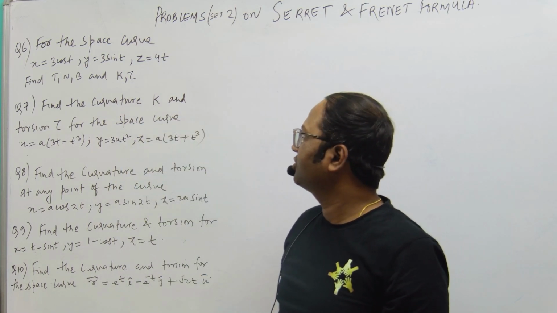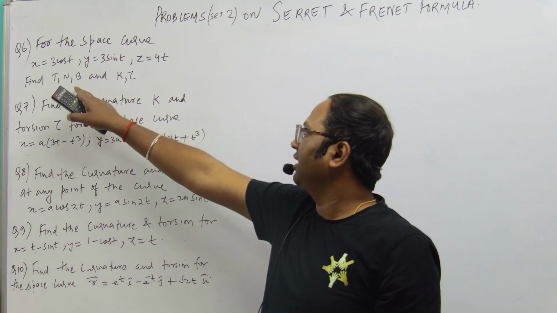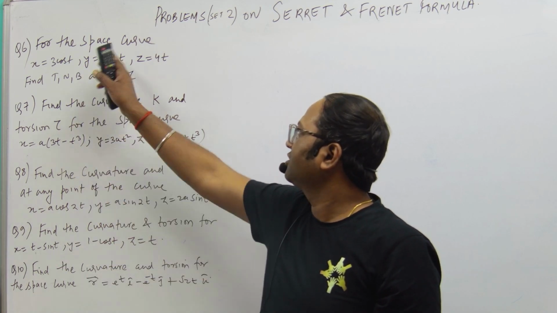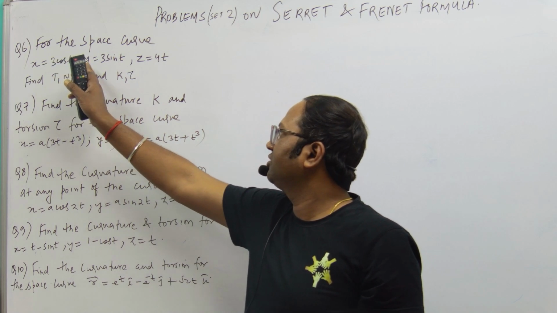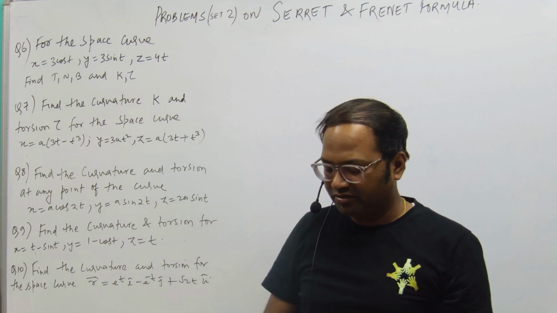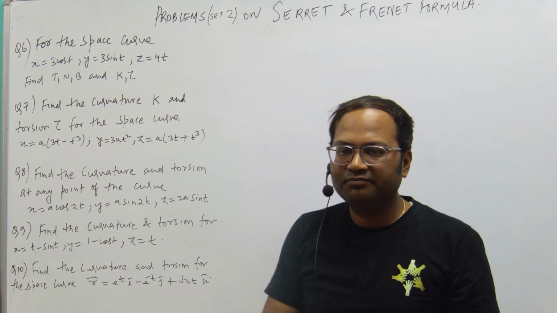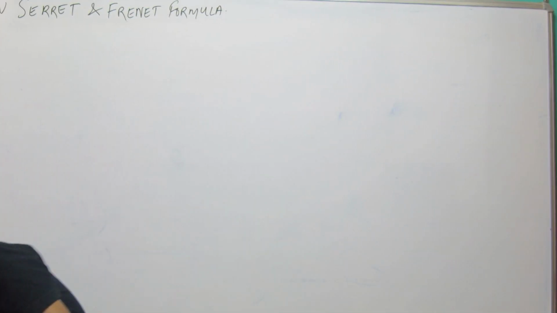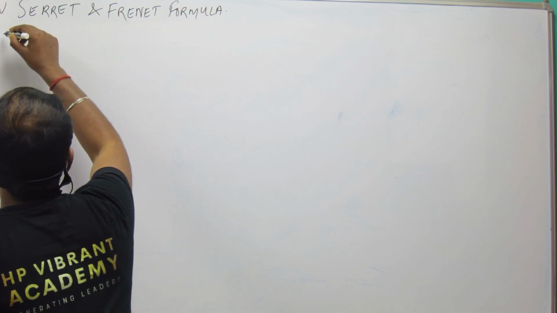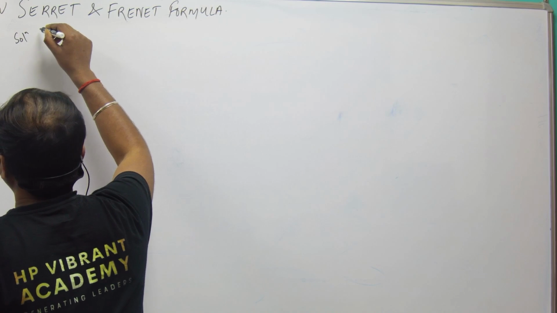In the sixth question, we have to find T, N, B and kappa and tau, that is torsion, for the space curve given as x is equal to 3 cos t, y is equal to 3 sin t, and z is equal to 4t. Let's start solving. So we have the solution for question 6.